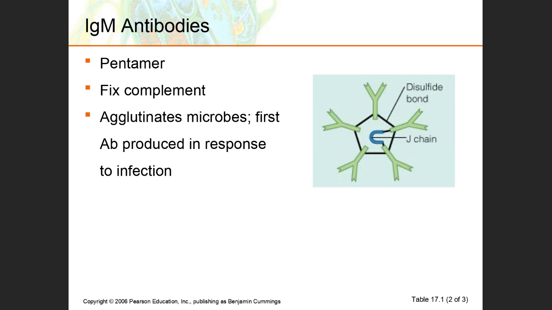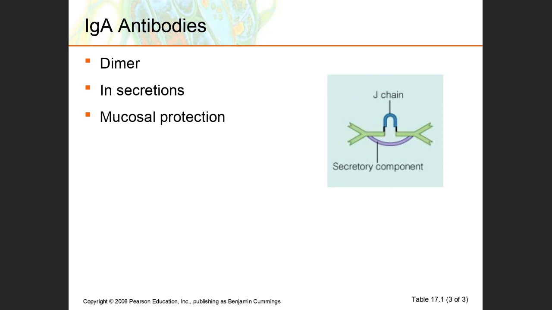IgMs are able to activate the complement cascade, but they are too large to cross the placenta and protect that fetus, so they don't do that. But they are the first type of antibodies to be produced upon the first encounter with a brand new antigen. Later, your body will switch to making just IgG antibodies, which it can make a lot faster, right? Because they're just simpler molecules.